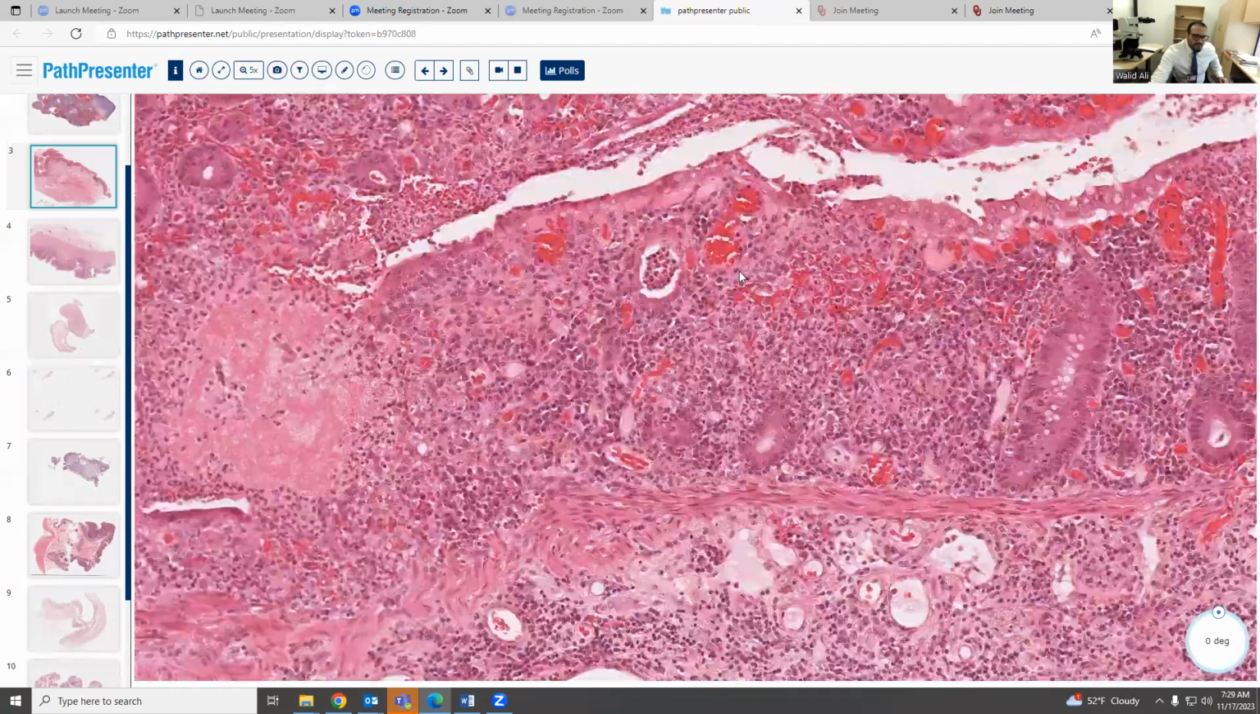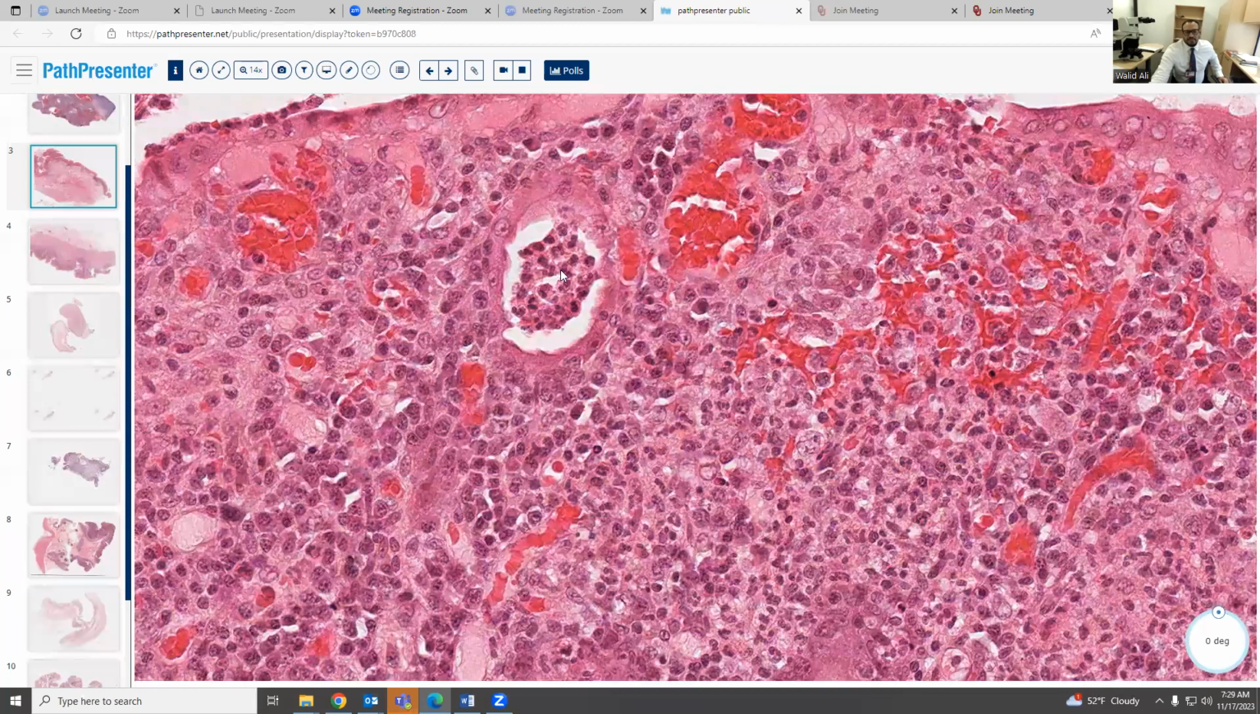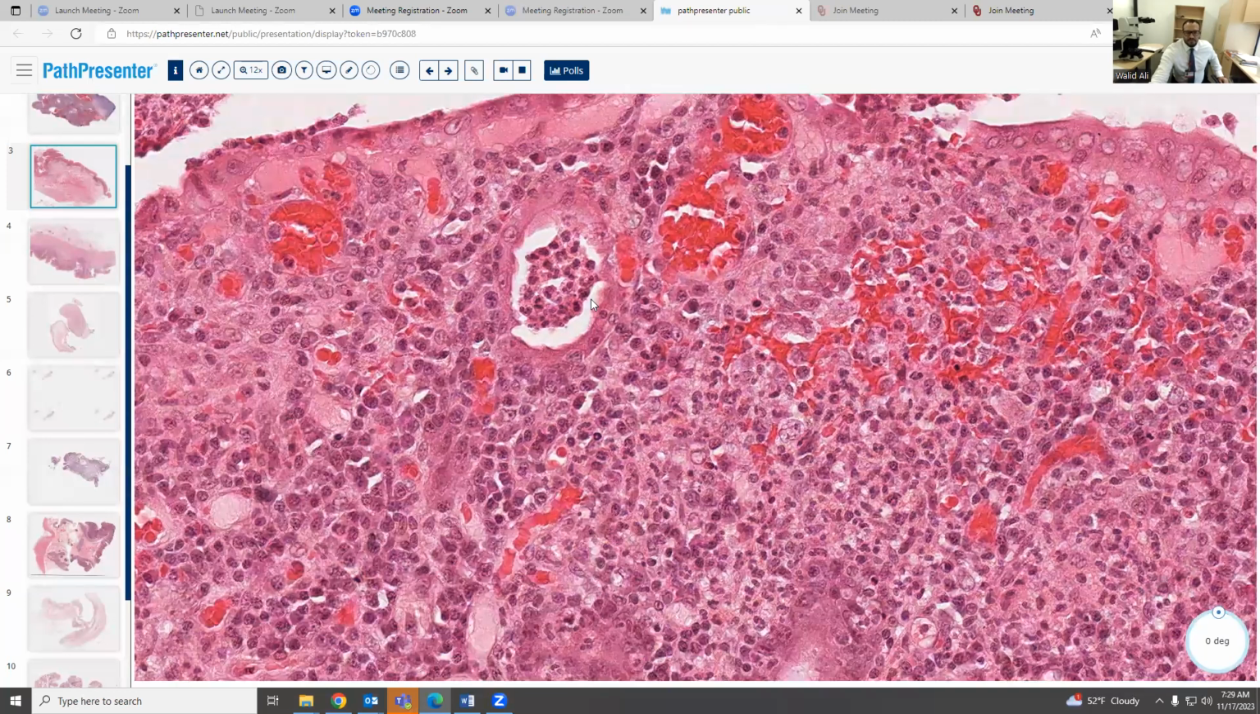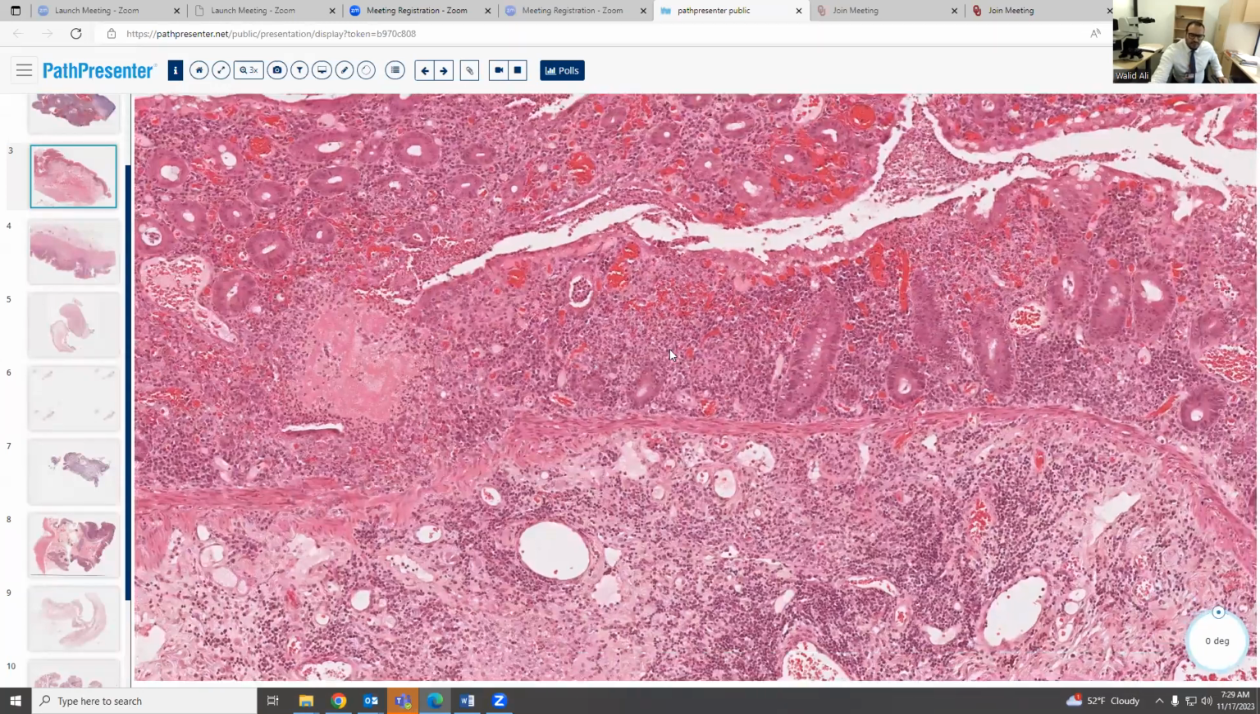The other feature of activity is crypt abscess. We see a collection of neutrophils in the lumen of the crypt. It's different from cryptitis. In cryptitis the neutrophils attack the epithelium, but in a crypt abscess we see a collection of active inflammatory cells, eosinophils and neutrophils, in the lumen of the crypts. So those two are features of activity. That's why the whole term for inflammatory bowel disease is chronic active colitis.